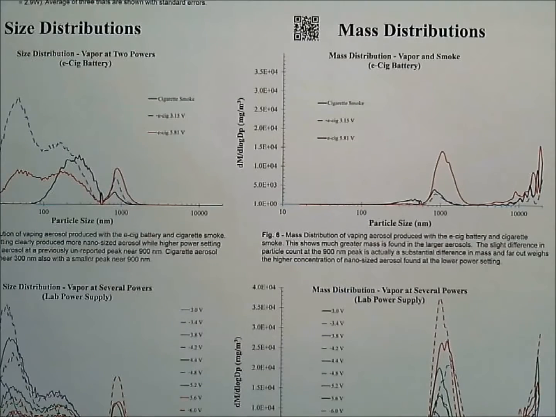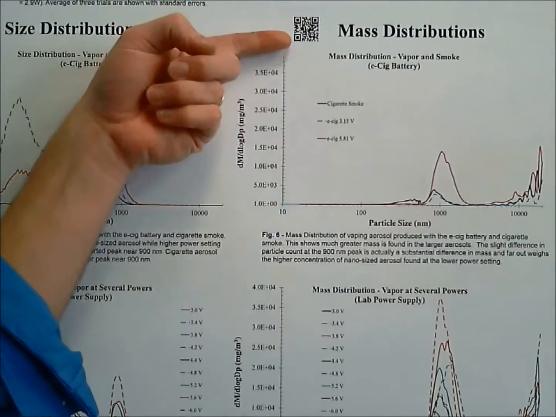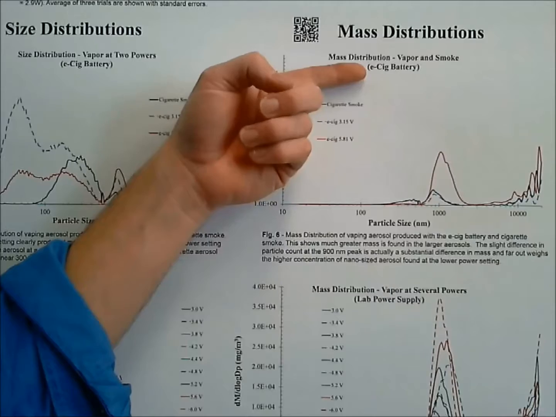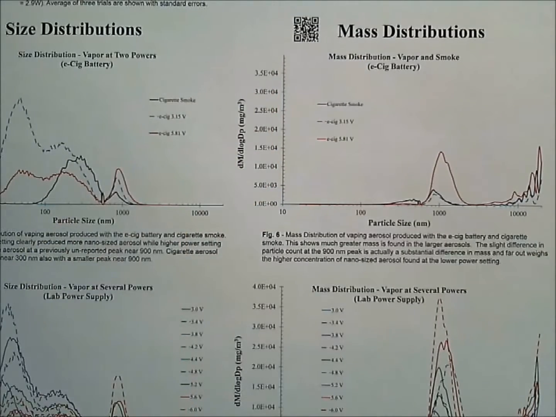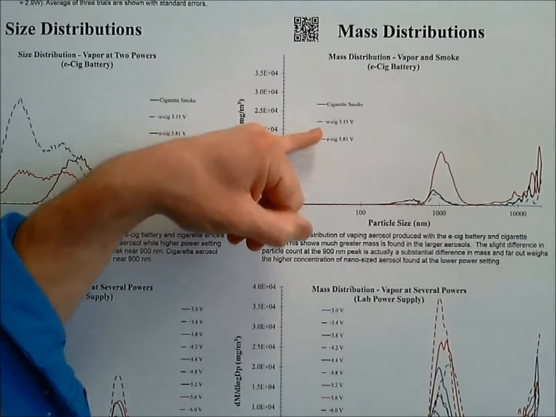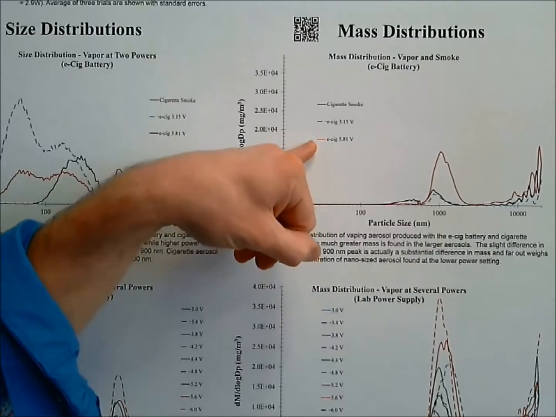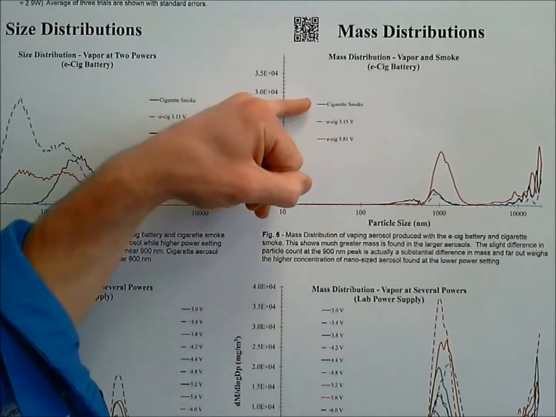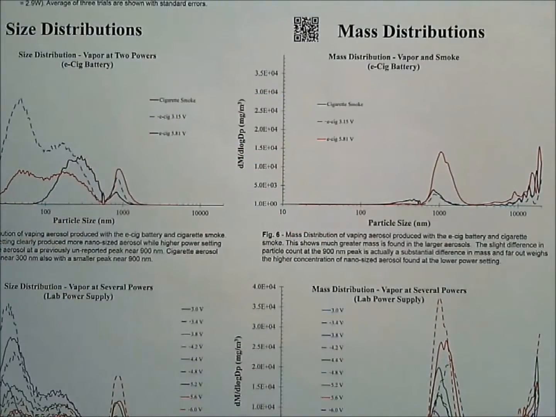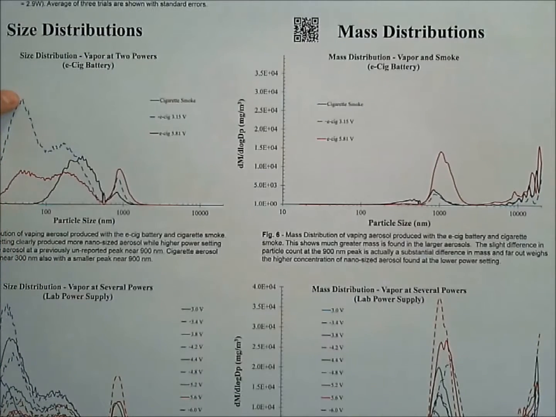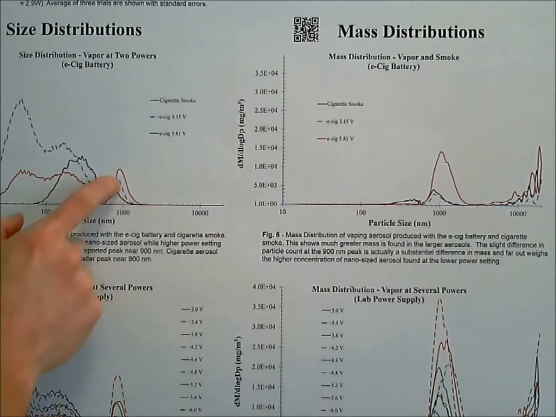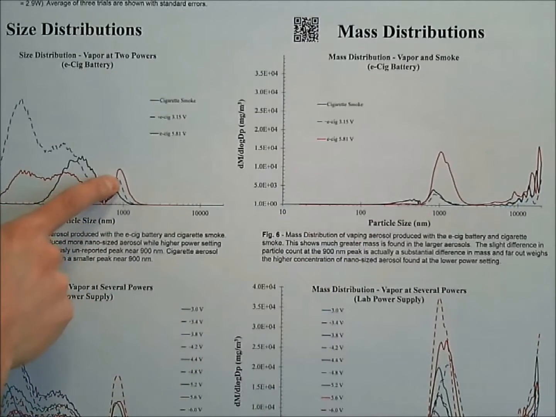A few things to note about our mass distribution data, collected using an e-cigarette battery, a vision spinner, at its lowest setting and its highest setting, compared to cigarette smoke. We see that the loss in count concentration as we went from low power to high power is far outweighed by what seemed like a small gain in count concentration at approximately 1 micron.